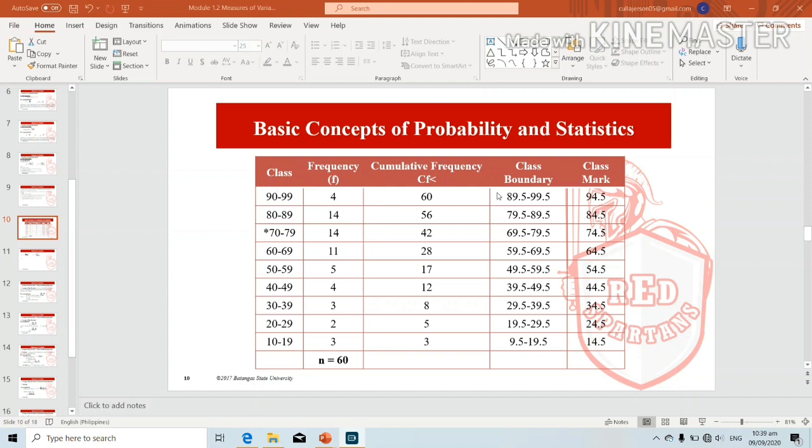So, balikan natin yung ating naging previous sample where n is equal to 60. So, ito yung ating table: the class, the frequency, the cumulative frequency, the boundary, and the class mark or the midpoint. So, kunin natin yung Q3 and Q1 to determine the quartile deviation.